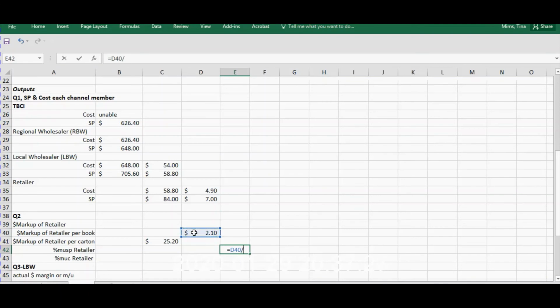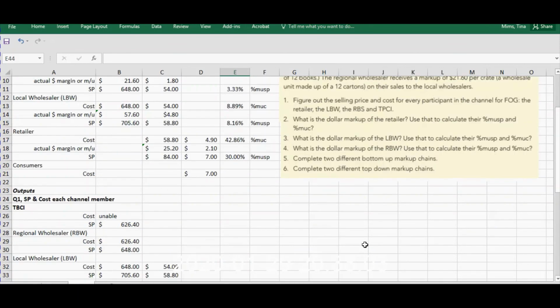MUSP means we have to divide it by the sales price. Okay? And the markup on cost would be 210 divided by the cost. Very good. So now we have the percent markup by the sales price by the retailer, which was given. And our work checks out. And now we calculated the markup on cost by the retailer because we know the difference between selling price and cost. Revenues minus cost of goods sold.